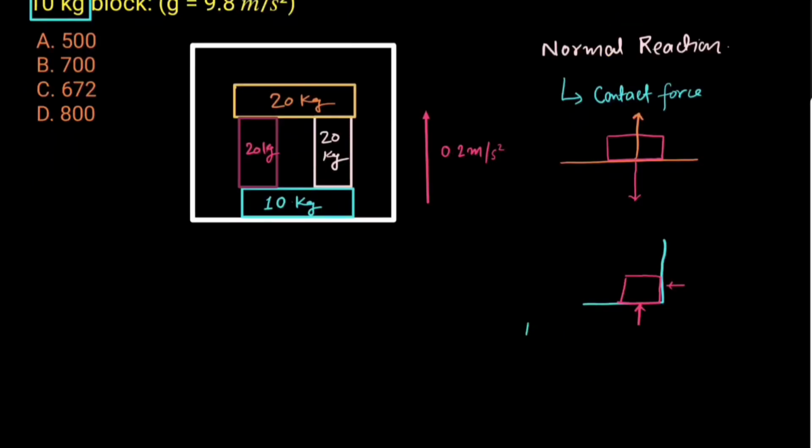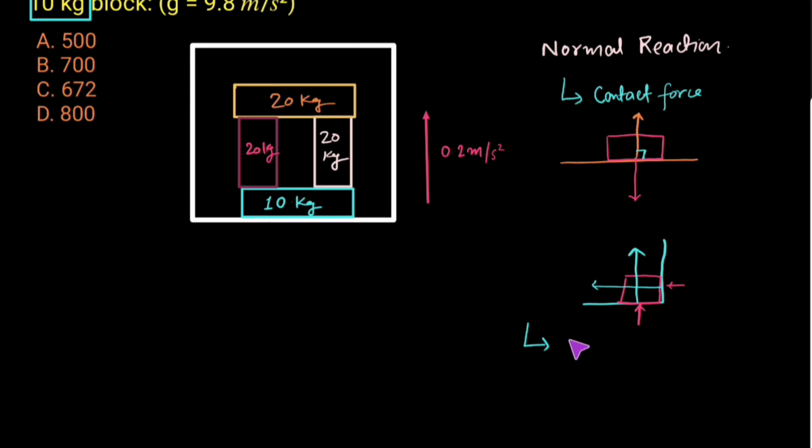The second thing about the normal reaction is its direction. Its direction is always perpendicular to the contact. As we can see here, because this is the contact, the direction of normal reaction would always be perpendicular to the contact. Similarly, if you want to mark the normal reaction by this contact, it will be in this direction. Similarly, for this contact, the direction would be in the upward direction.